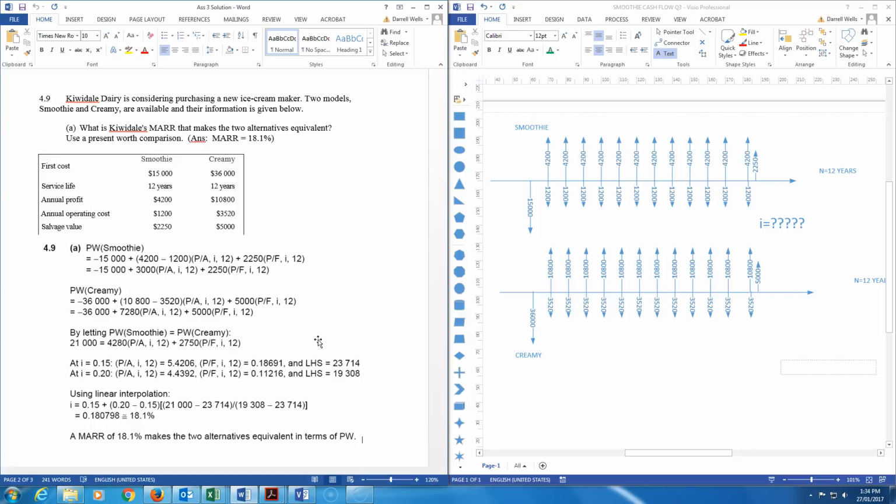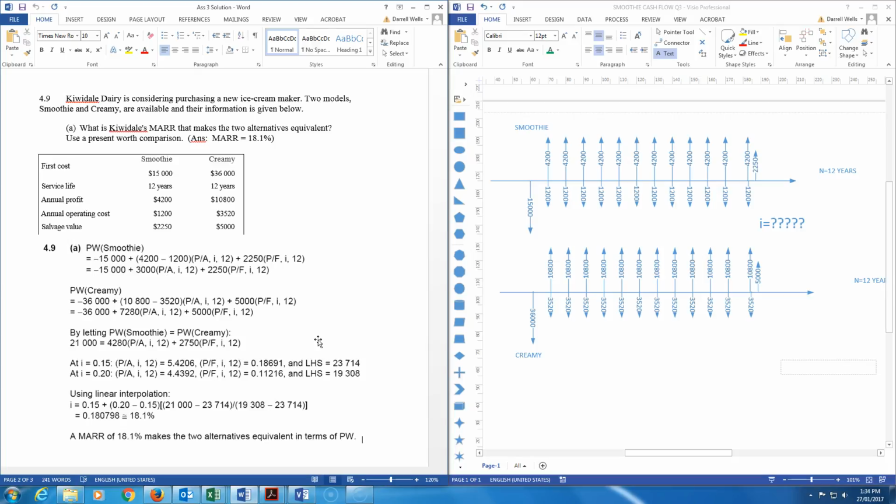Good day, folks. Today I want to review one of the questions on assignment number 3. In this particular question, we are looking at two ice cream making models. First one's called Smoothie. It has an initial cost of $15,000, service life of 12 years, annual profit of $4,200, an annual operating cost of $1,200, and at the end of 12 years, the unit will have a salvage value of $2,250. Conversely, the creamy unit will have an initial cost of $36,000.